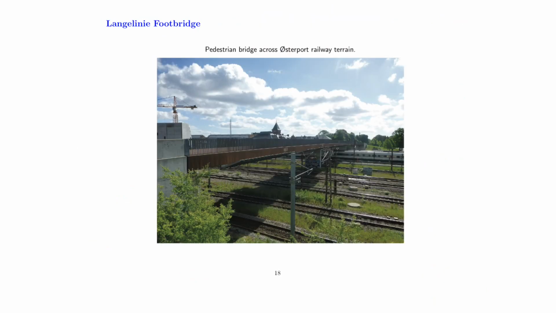Take the train to Østerport railway station. Go towards the Little Mermaid, and you will cross this pedestrian bridge here that was built quite many years ago already. During the design stage, the architects decided to make a fairly slender design. You can see the height here is in the order of magnitude of 1 meter or something like that.